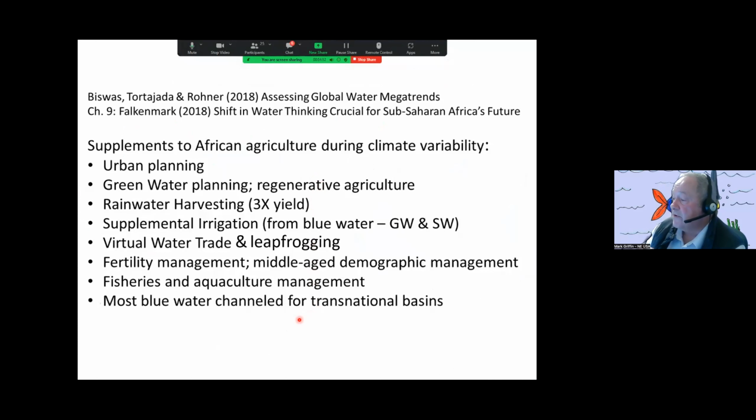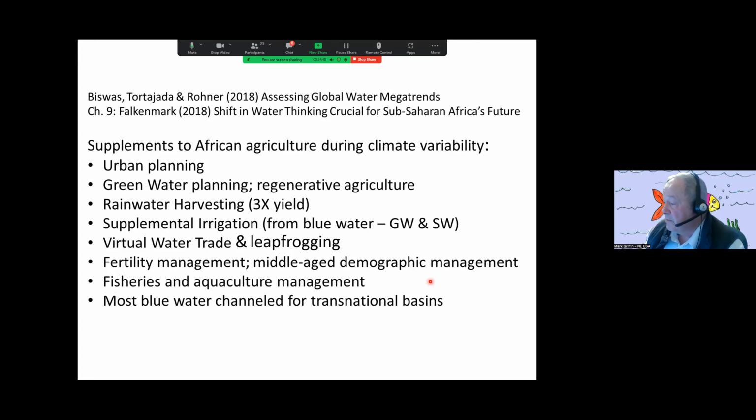Okay, this is a summary from her article. She said that for Africa to provide enough food, it's got to recognize that urban planning is a mega trend. Even now, like half of the people in the world are living in cities. It's going to get bigger. So there's not enough planning for water for urban megacities. You need to use green water planning, as I was just mentioning.